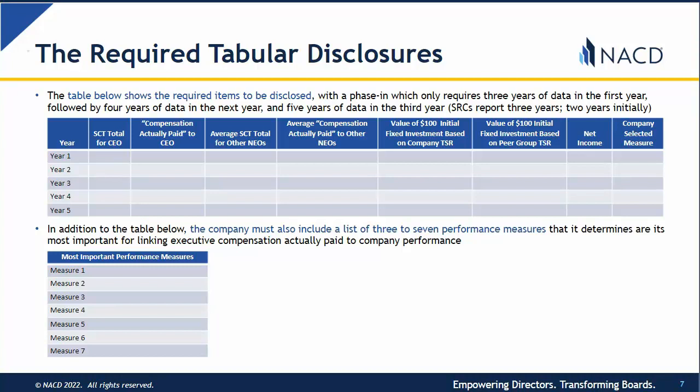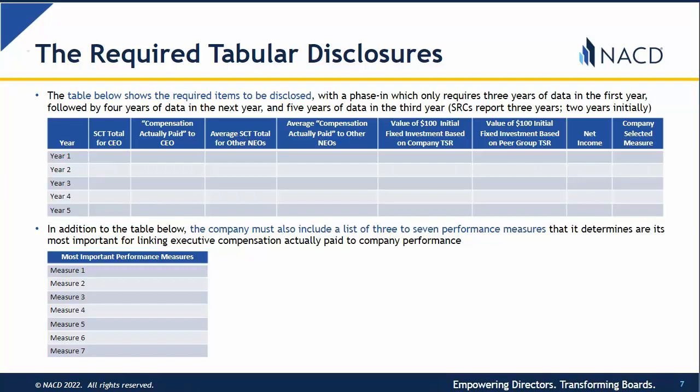Then the SEC said it wants us to report TSR in a special way. It wants us to report TSR using the value of $100 of a fixed investment starting in the first year of the chart and moving forward. That means that in year 3, so let's call that the earliest year of the table, you'll be looking at the 1-year cumulative TSR from the end of 19 to the end of 20. In year 2, you'll be looking at 2-year cumulative TSR from 19 through the end of 21. And then in year 1, which is the most current, you'll have the 3-year cumulative TSR.